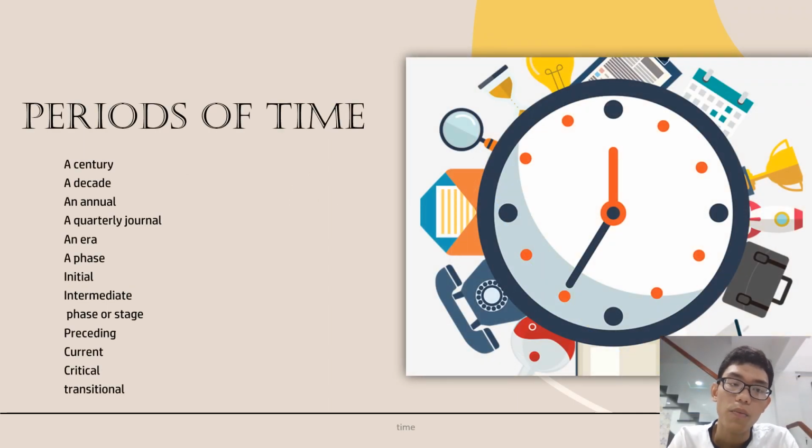In this section, we talk about periods of time. So let's see the first word, a century. A century equals 100 years. A decade equals 10 years. So what about an annual?